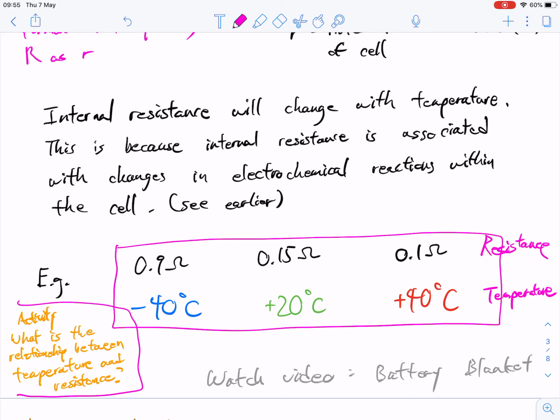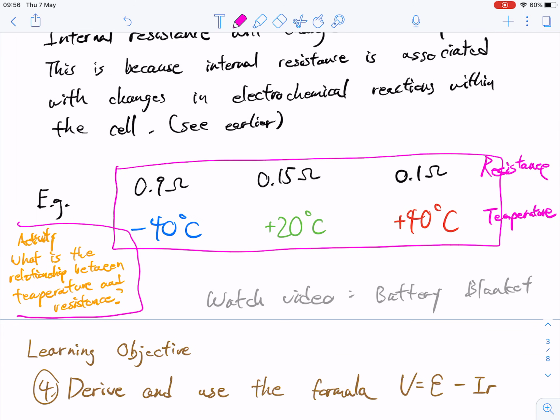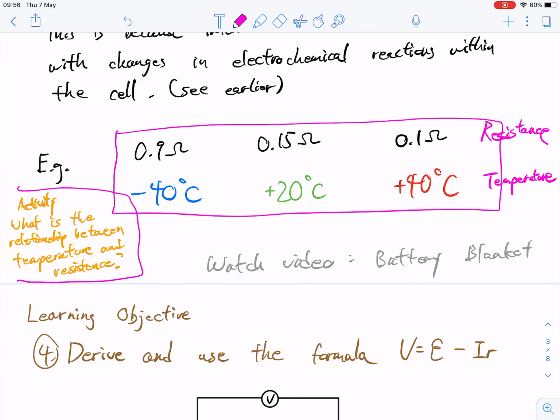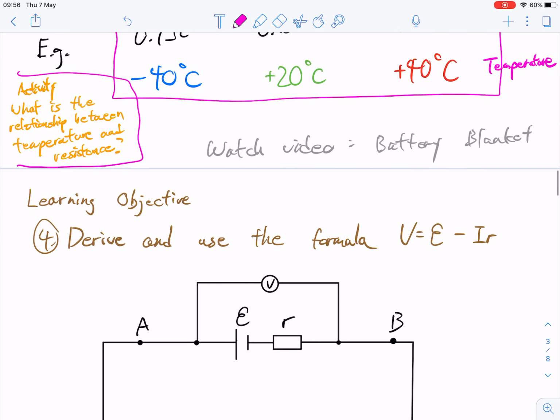All right, so hopefully you've had a chance to think about it. You've maybe said it out loud, or maybe you've even made a note on it. The relationship here is that as the temperature drops, the resistance increases. You can call this an inverse relationship. As the temperature goes up, the resistance goes down. So that is roughly the conclusion that we can draw from this.